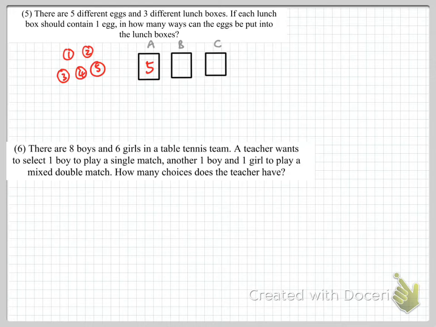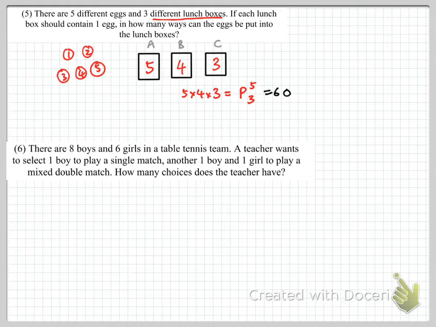Now in box B, because you have 1 egg already chosen, box B is down to 4 choices. And likewise, box C is down to 3 choices. In other words, it is 5 times 4 times 3. If you want nPr notation, that would be 5P3. You have 5 eggs, and you try to permute 3 of them, because the 3 lunch boxes are different. So the answer goes to 60.